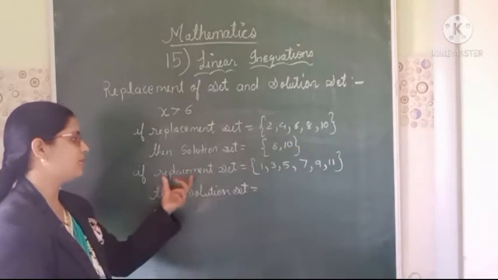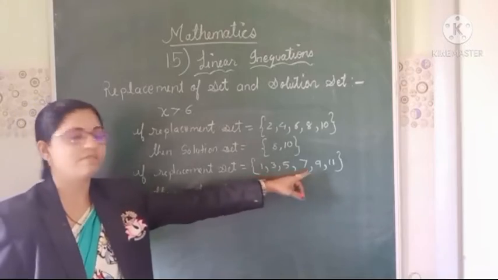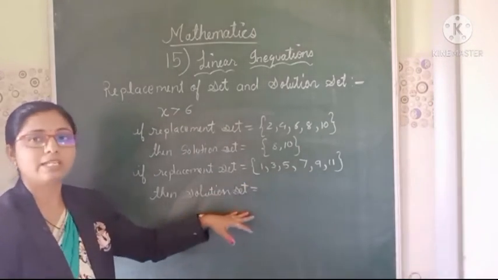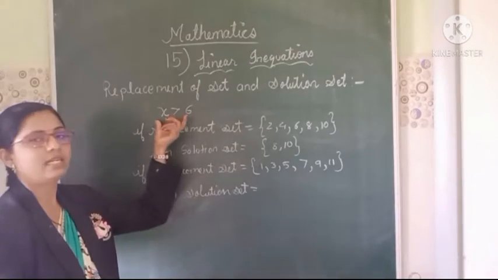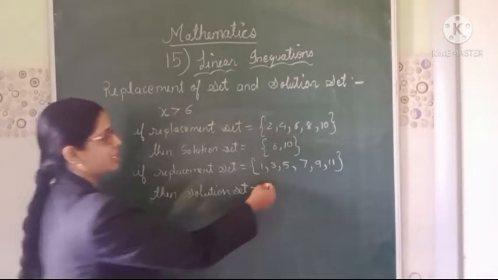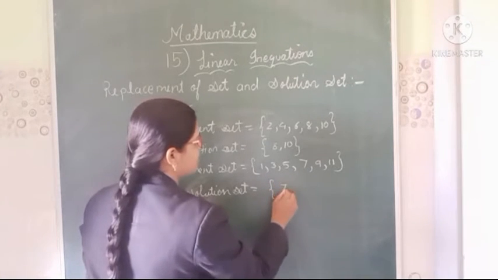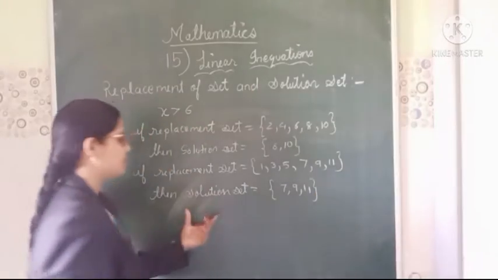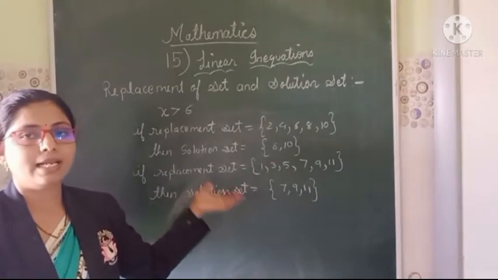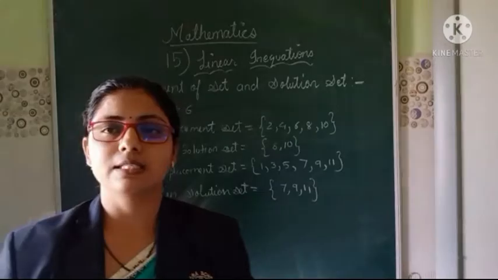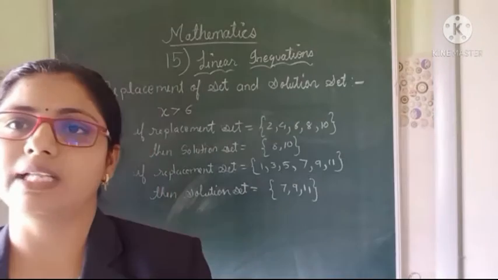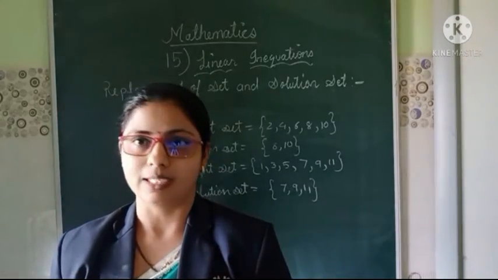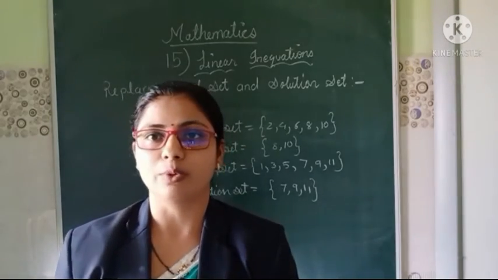Now suppose the replacement set is 1, 3, 5, 7, 9 and 11. What will be the solution set for this? Since we know the statement x > 6, the numbers which are greater than 6 are 7, 9 and 11. This is the solution set. In this way we can replace the set: whatever replacement set is given is the universal set, and the solution set is the truth set. So we have to follow it like that.